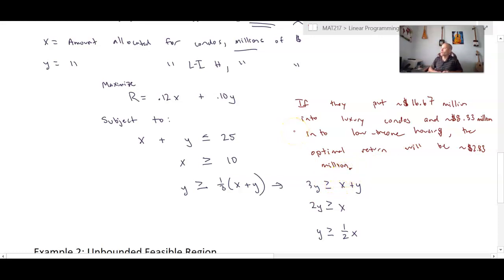We'll go ahead and stop the video here. In the next example, we'll consider one where we have an unbounded feasible region. The fundamental theorem of linear programming tells us what to do when our region is bounded, but how do we handle an unbounded feasible region? Well, it turns out that in a lot of cases, it's not going to be much different than what we've already done.